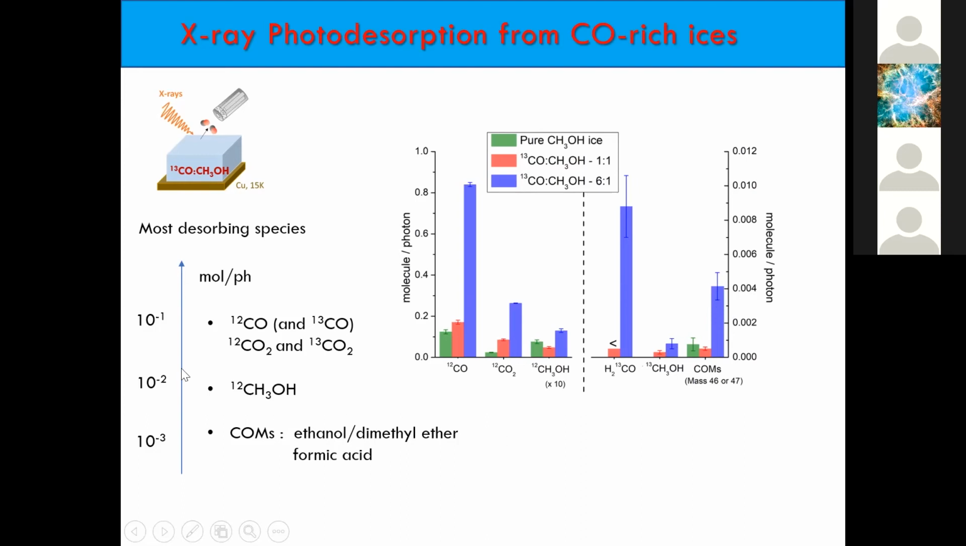So if you look at this scale, you have the order of magnitude. You have a very strong desorption of CO2, followed by a strong desorption of methanol and the desorption of complex organic molecules. So it was a surprise to see that when we dilute, we do not have a reduction of the desorption, but on the contrary, due to the continuous destruction and reformation of methanol, we increase its desorption.